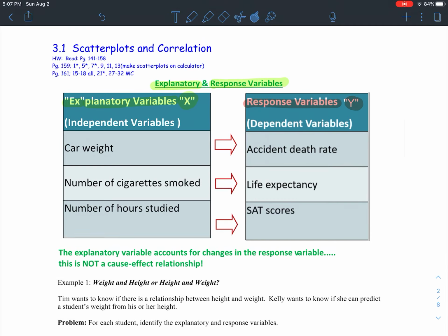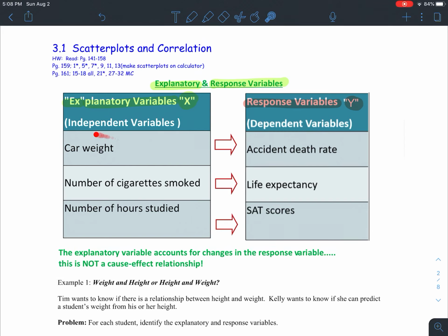Okay, when we think about this, this is not a cause and effect relationship. However, the explanatory variable can often help you predict what the response variable will be, but it doesn't necessarily cause the response variable. Okay, so for example, the weight of a car. If you were to slam on your brakes and it would skid possibly so far, how heavy the car is could affect what the death rate is for that accident.